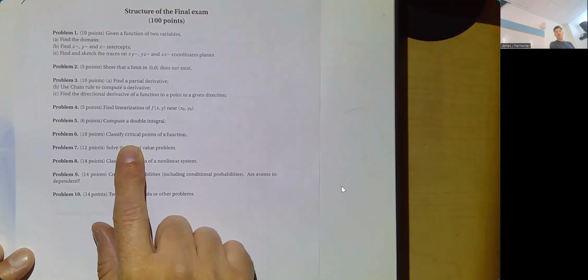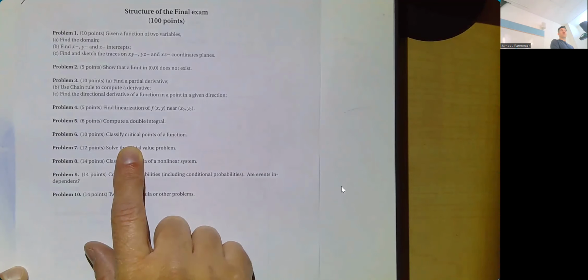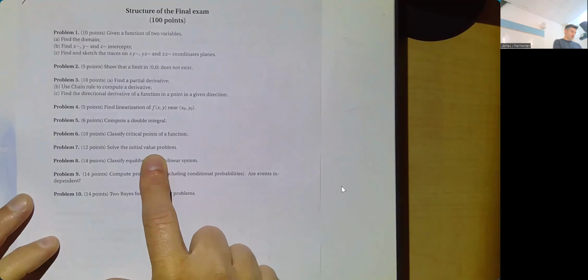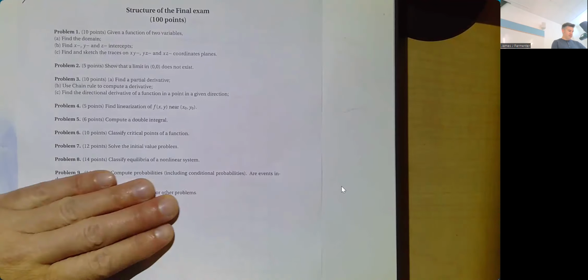Finding and classifying critical points. That's where we take the partials, set them equal to 0, find the critical points, and then use the second derivative, the D thing, right? The fxx fyy minus fxy squared to see if it's concave up or concave down or a saddle point.